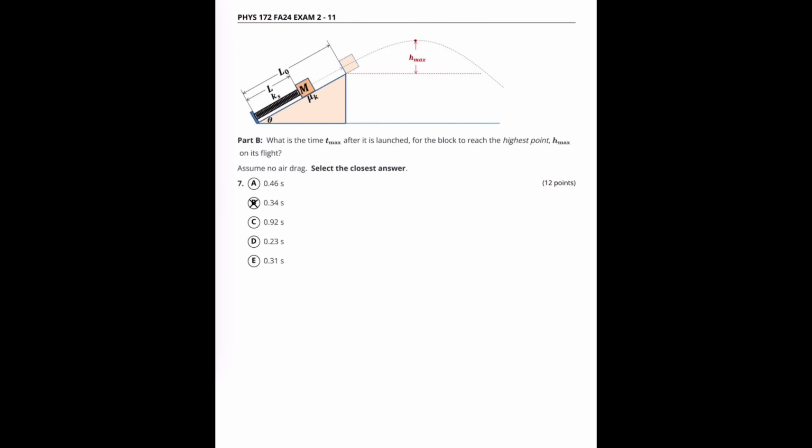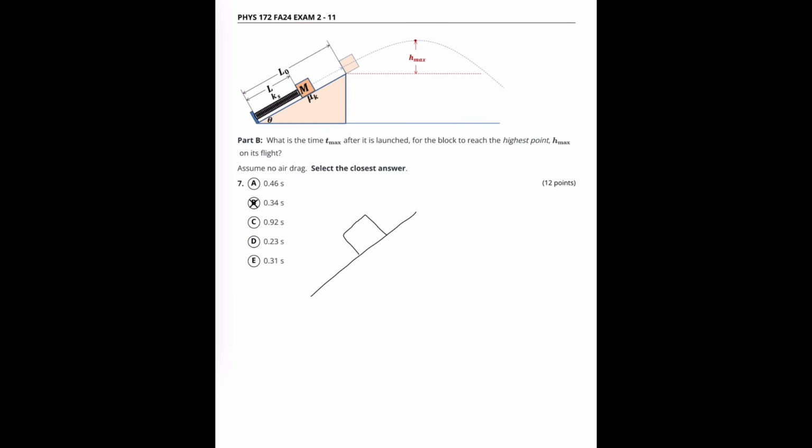Part B states, what is the time T max after it's launched for the block to reach the highest point, H max, on its flight? Assume no air drag. Select the closest answer. So I'm going to redraw our ramp and our block M.